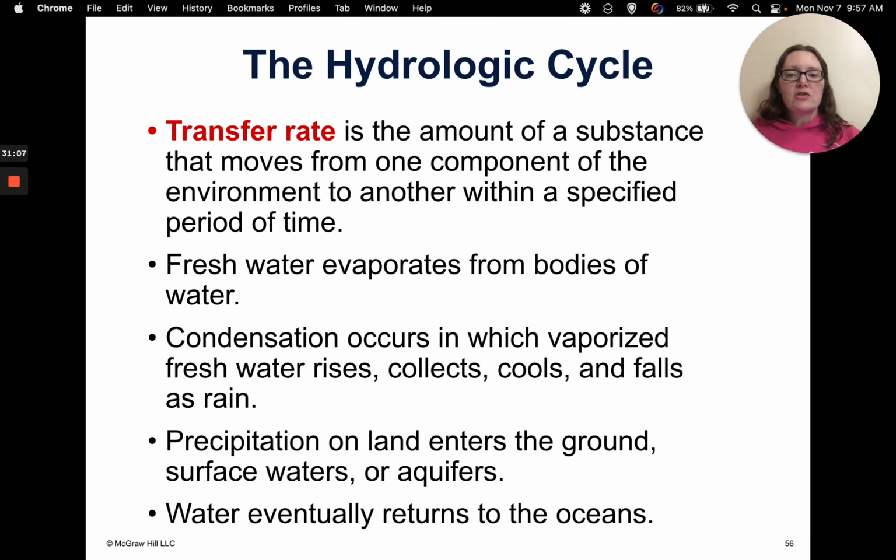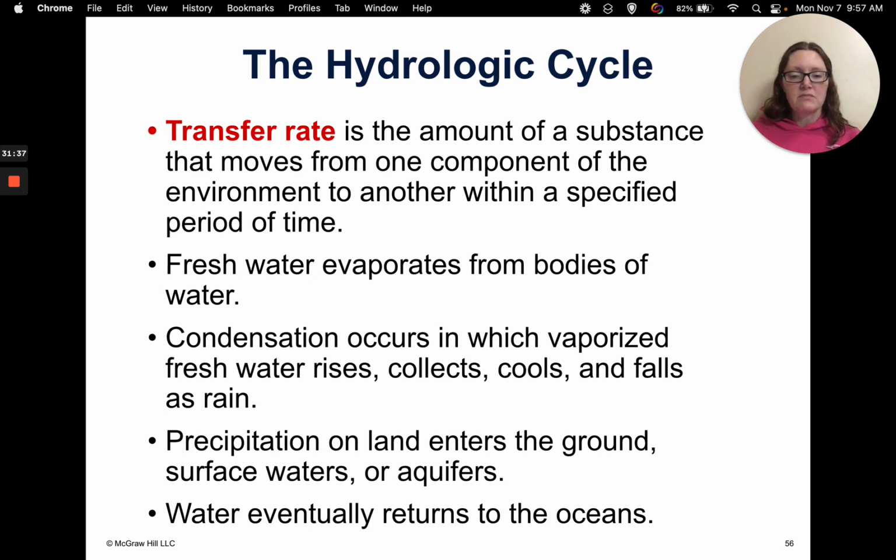So hydrological cycle is first for the water. The transfer rate is the amount of a substance that moves from one component of the environment to another within a specified time. Fresh water evaporates. We know that. Evaporation, condensation, transpiration. Condensation occurs in which vapor water, fresh water rises, collects, cools, and falls as rain. So condensation is water turning from a vapor to a liquid.